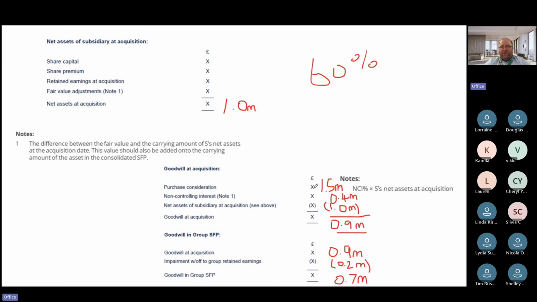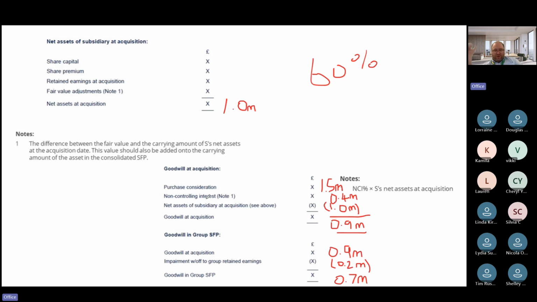How much did you pay for the 60%? Well, I paid 1.5 million for 60%. So I paid 1.5 million pounds for 60% of something where the whole lot's only worth £1 million. So in simple terms, you almost don't need this bit here, because you paid 1.5 million for 60% of something worth £1 million. So how much have you overpaid by? £900,000.